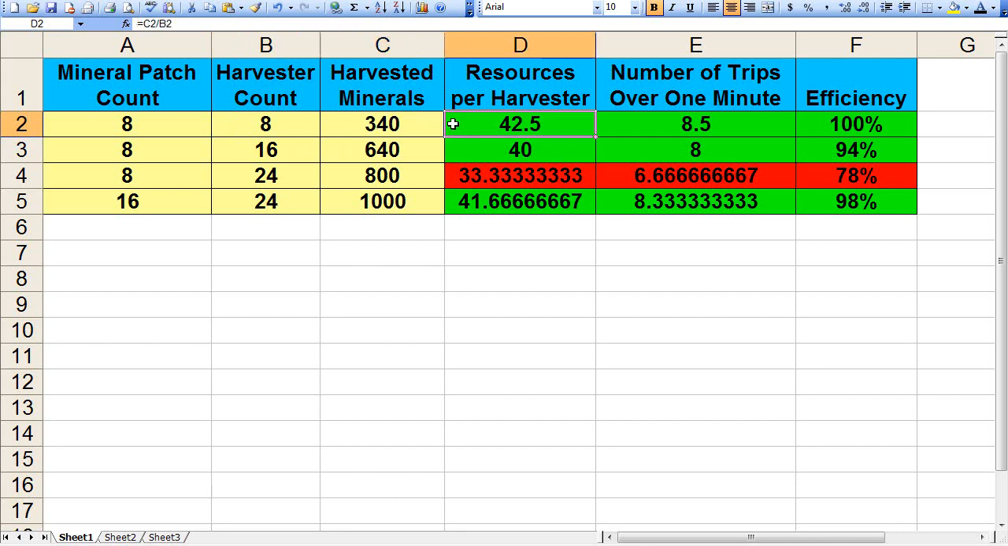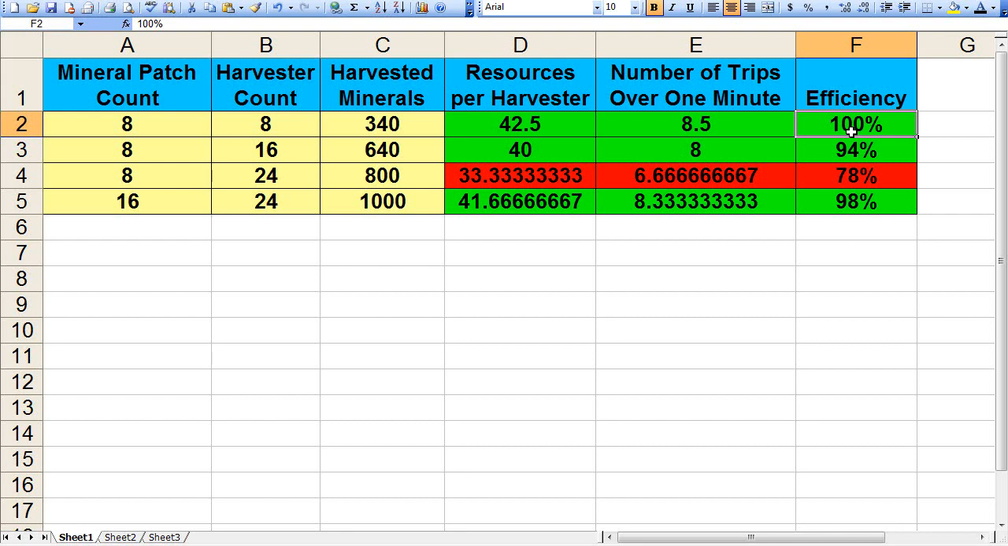What that means is that each of your workers will be returning about 42.5 minerals per game minute, calculating out to about 8.5 trips per game minute, depending on how close or how far away your particular command center, nexus, or hatchery is from those minerals. I'm going to use this as my baseline or my control for what is 100% efficiency. These SCVs, drones, or probes are not tangling up on each other. They're not looking for another mineral patch. They're not waiting for another probe, drone, or SCV to finish mining before they start mining again.